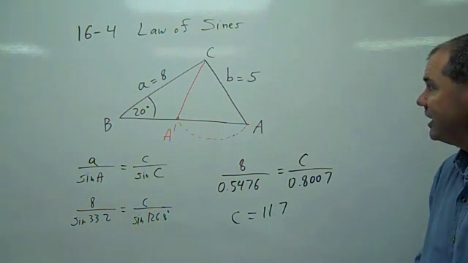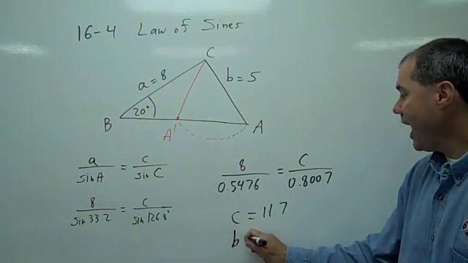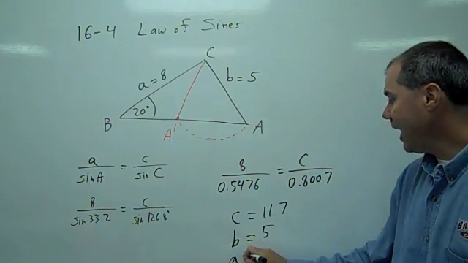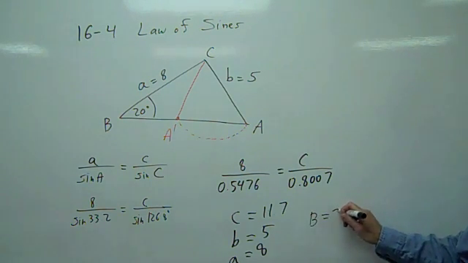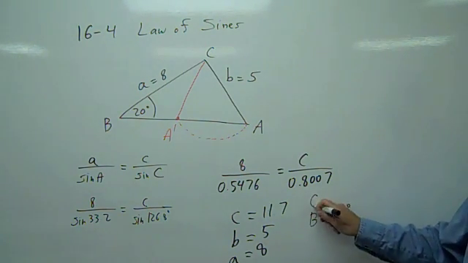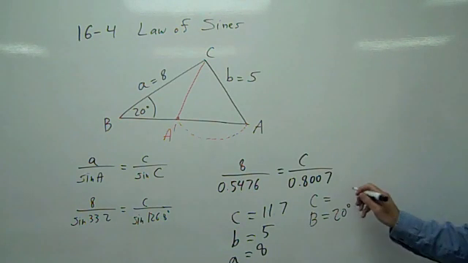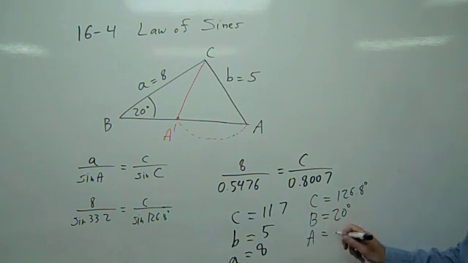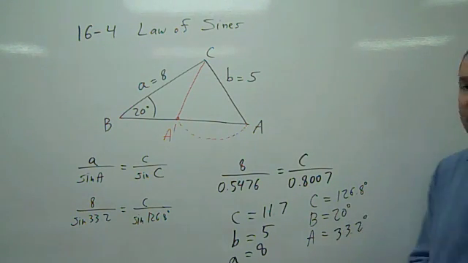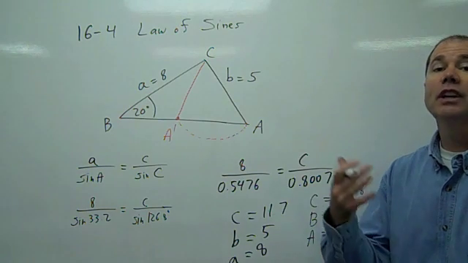We know side C is 11.7, side B is given to be 5, side A is 8. We know angle B is 20 degrees. Angle C is 126.8 degrees, and angle A is 33.2 degrees. That's the first solution. Let's look at the second.